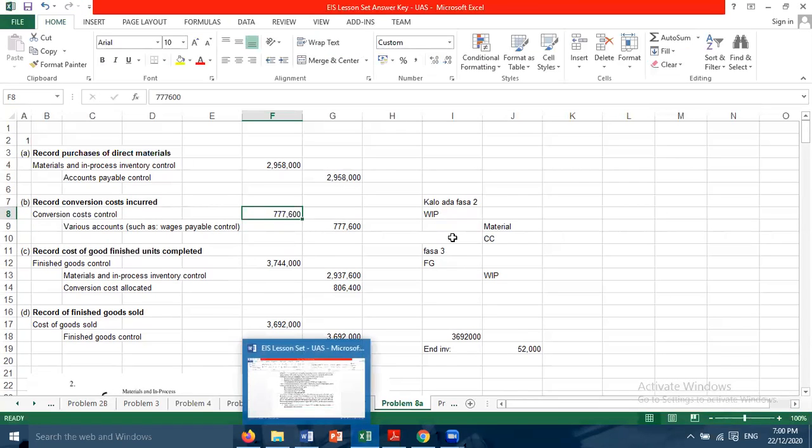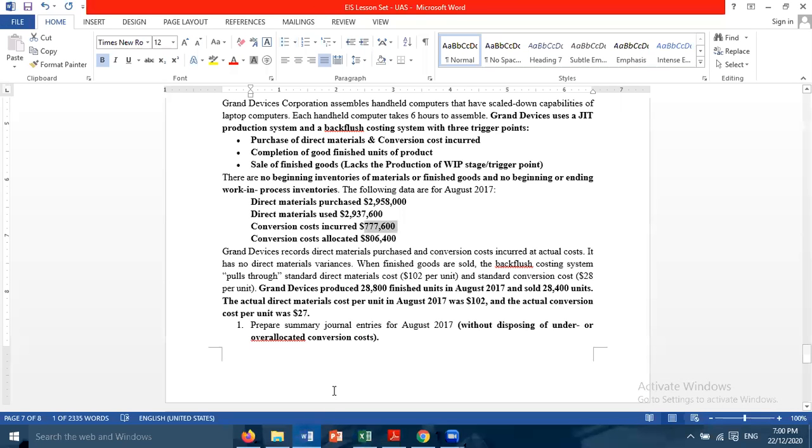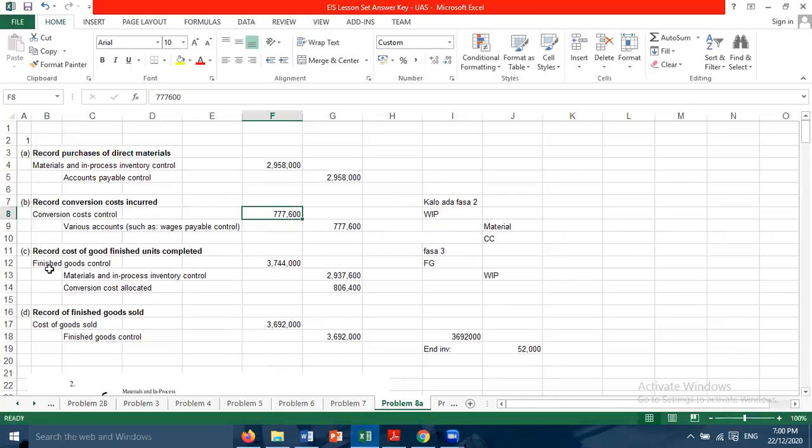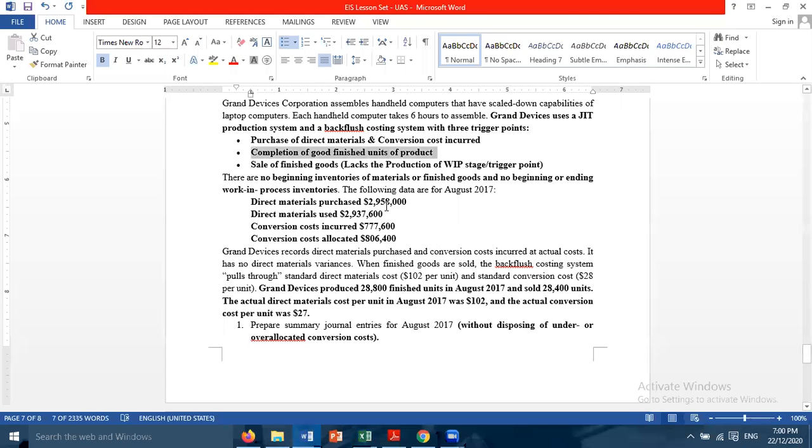since we don't have the production of WIP stage, we just go straight for completion of good finished units. In which case, what we do is just instantly debit finished goods control, and we credit the materials and in-process inventory control used and the conversion cost allocated. So remember, this is different than the purchase. This is the one used, which we can see here, 2,937,000, and allocated is 806,000.